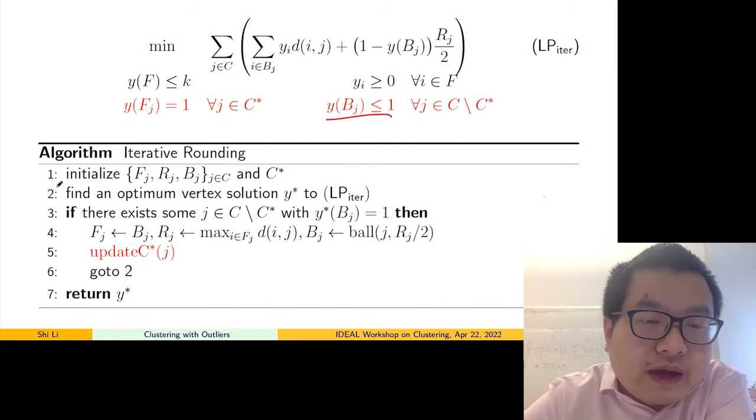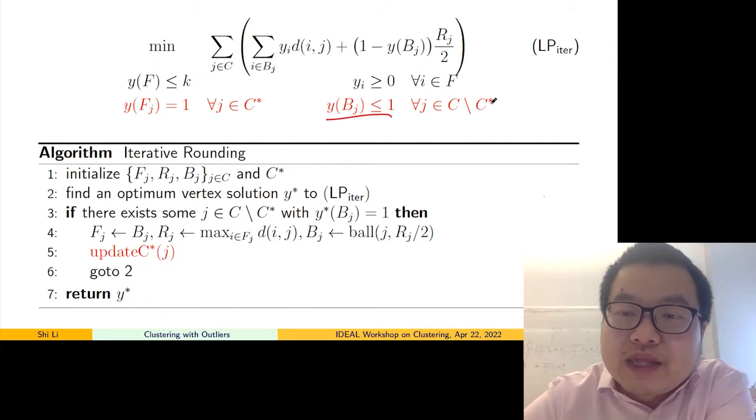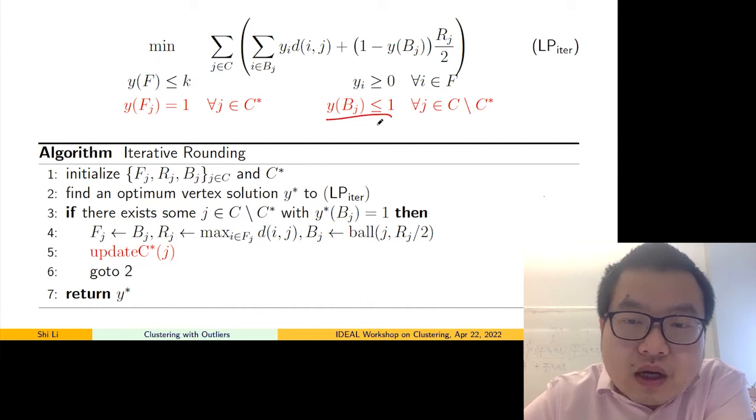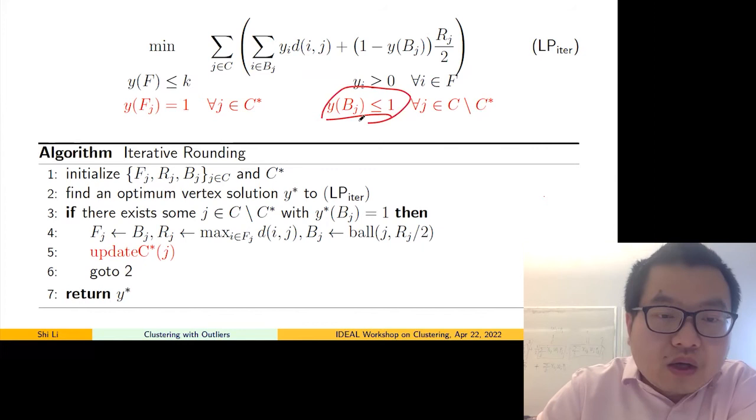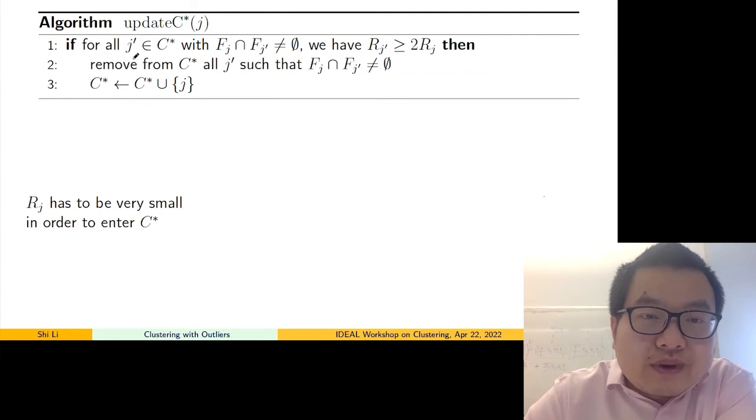We repeat this procedure because the LP now has changed. So C star has changed, RJ's have changed. We need to find a new optimal solution Y star to this LP. So the algorithm terminates when none of those constraints are tight. Okay. Now I need to define what update C star is. Okay, so this is the procedure. I want to add J to C star. And we check all the clients J prime that are already in C star, such that FJ and FJ prime overlap.